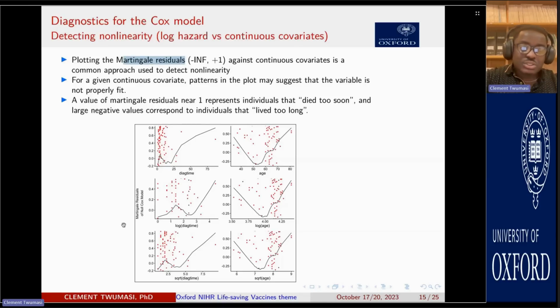Plotting the martingale residuals helps us: if you don't see a linear pattern, but you see a nonlinear pattern, then it tells us there's a nonlinear relationship between that particular continuous covariate and the outcome. So our entreaty is that whenever we are doing survival analysis, we should investigate all these things because it can help inform another set of models we can use.